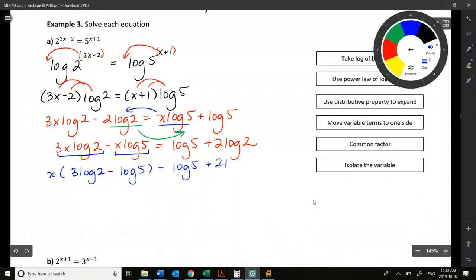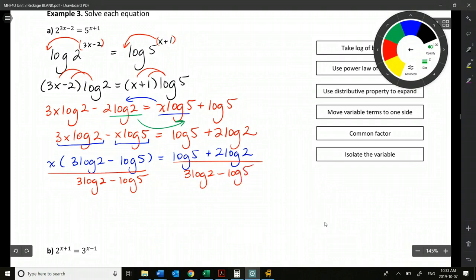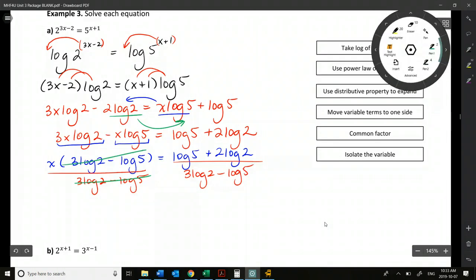And now we're getting much closer to something that we can actually solve. How do I get the x by itself now? I heard it. Sorry? Divide what? Great. So I'm going to divide out this bracketed part here, and those will cancel.